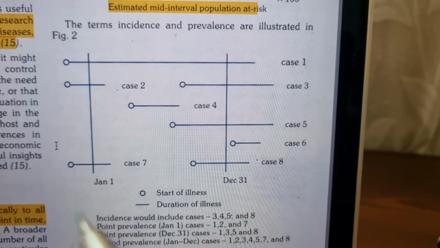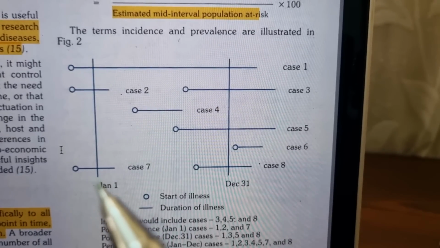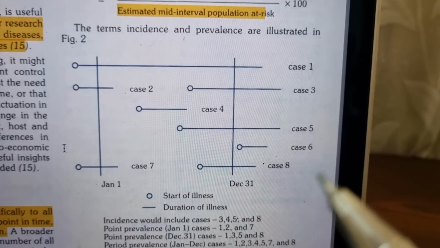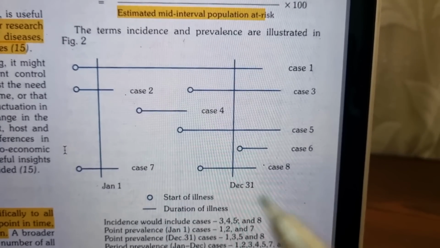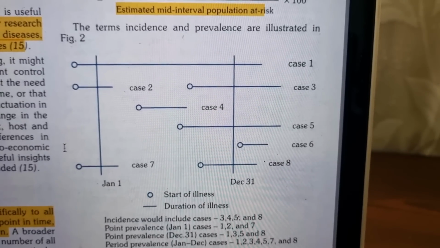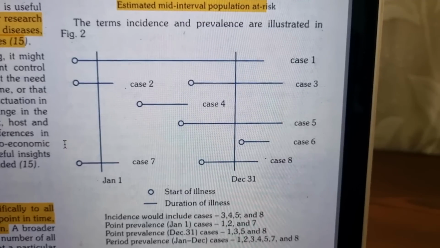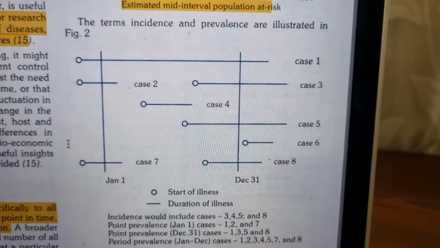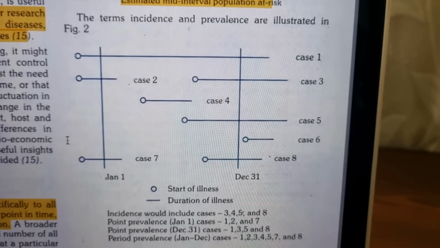Now, what is point prevalence on January 1? You see case number 1, case number 2 and case number 7. What is point prevalence on December 31? Case number 1, case number 3, case number 5 and case number 8. Whatever crosses that line. And what is the incidence between January 1 and December 31? That is 4 cases occurring newly between January 1 and December 31. That is case 3, case 4, case 5 and case 8. So the incidence is 4. So now you understood incidence, what is point prevalence, what is period prevalence.